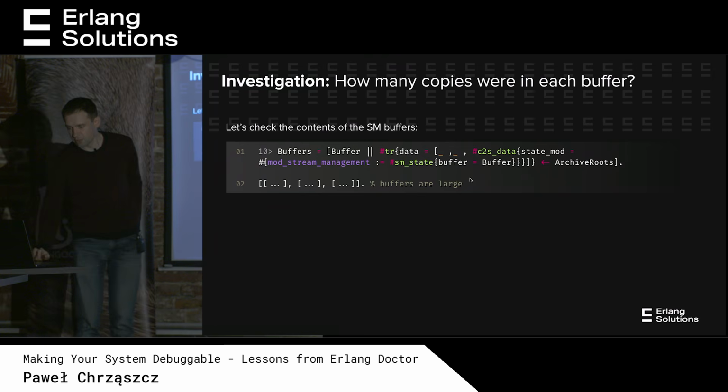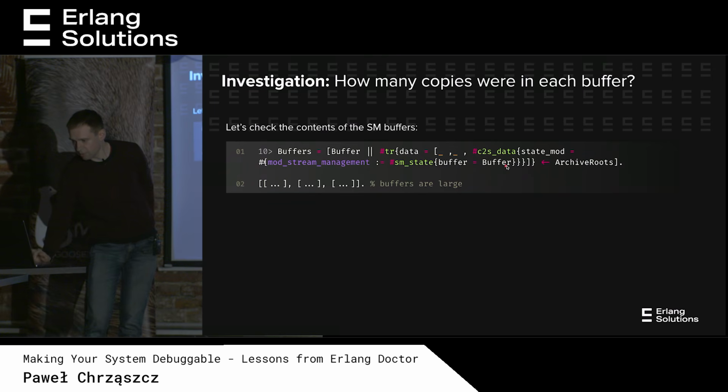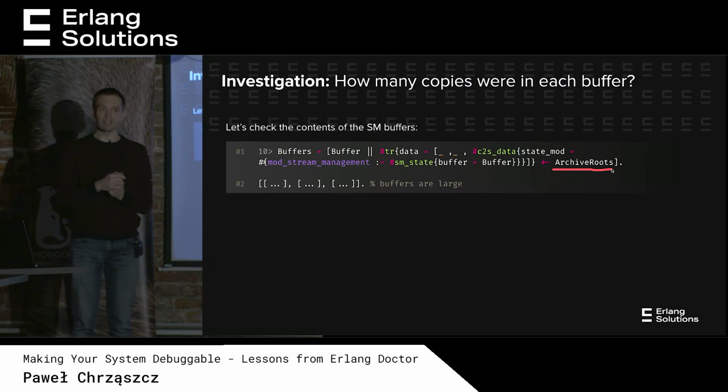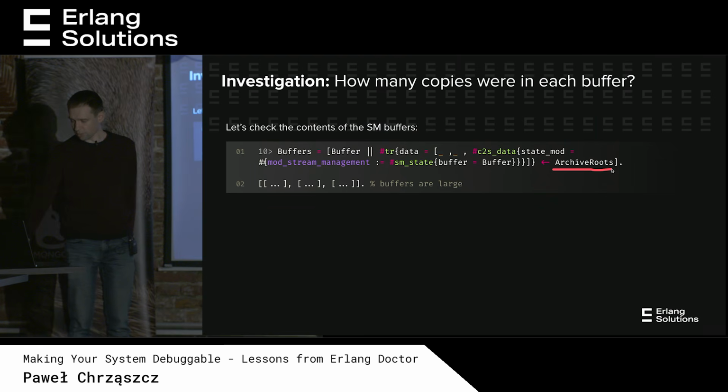Let's see. From those archive roots that I just presented in the previous slide, from those root calls, I can extract that buffer from inside. Of course, I need to look at the code for a moment to do that, or look at those traces a bit in more detail. But actually, it's not that difficult. I could get those buffers from within.